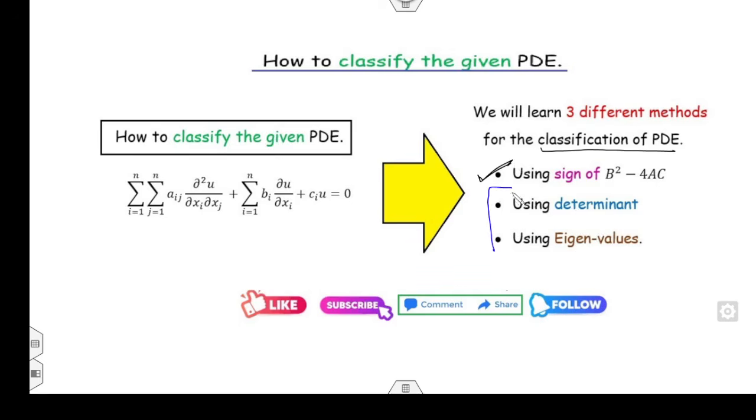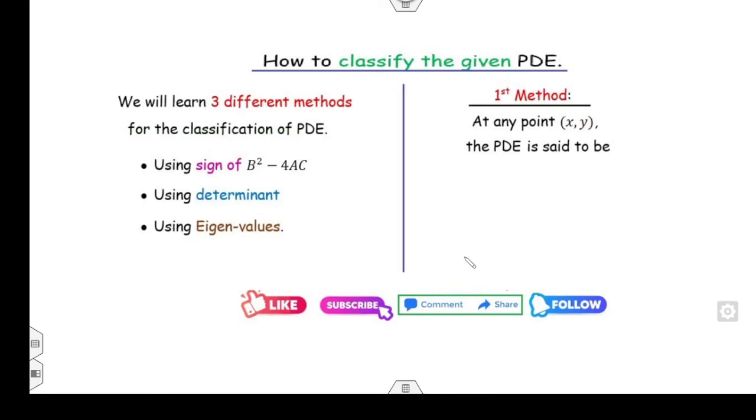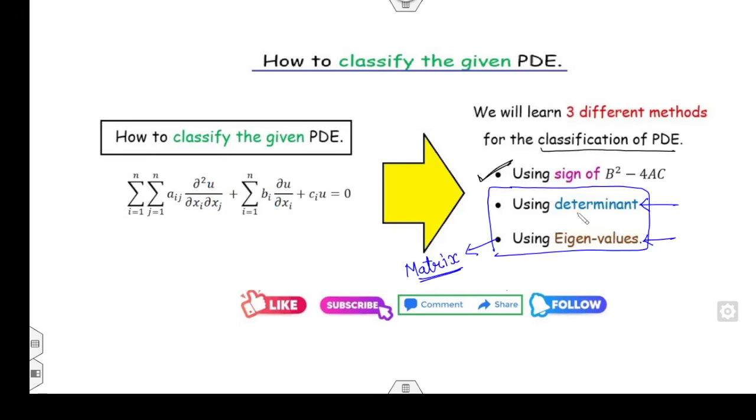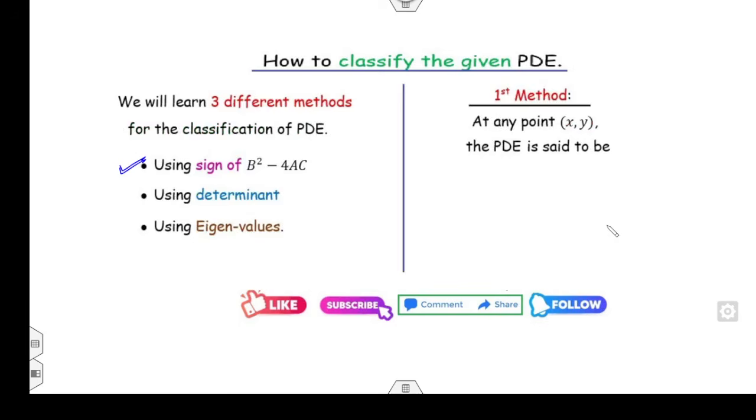For finding the classification by method number 2, using determinants, and method number 3, using eigenvalues, we first need to construct the matrix X. So first of all, what is the first method and how can we construct the matrix? Firstly, I will explain the first method and then the second method.